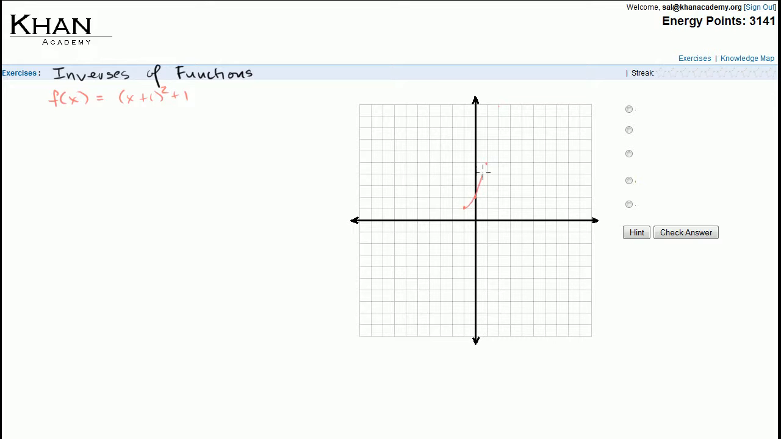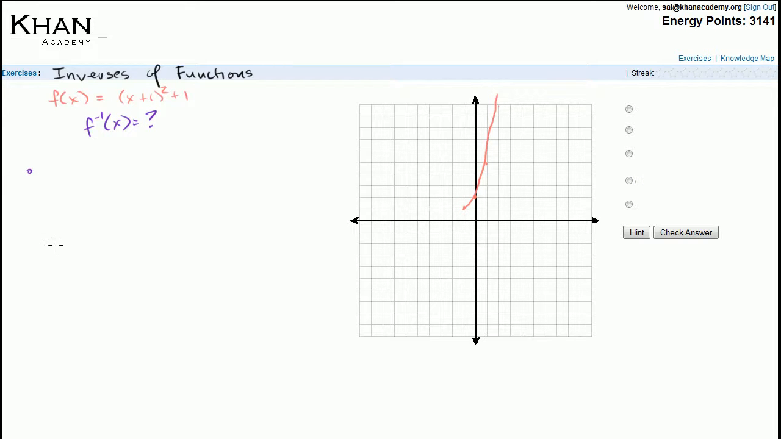So it will look like that. Let me draw it a little bit neater than that. It will look like that when you graph it. And then we'll ask the student, f inverse of x is equal to question mark. If they have no idea how to do that, they'll click hint.